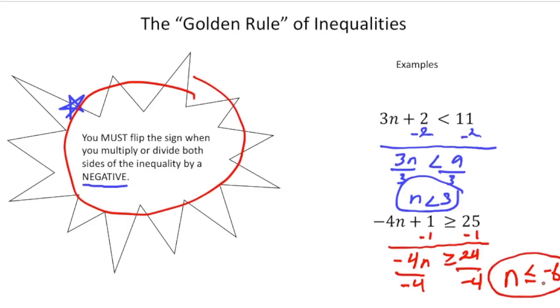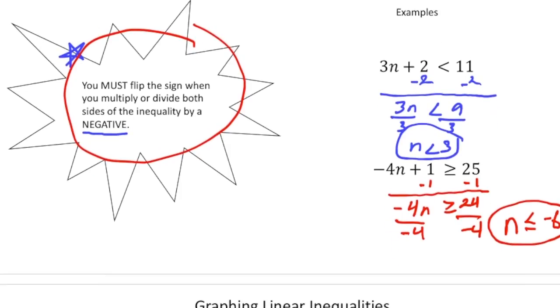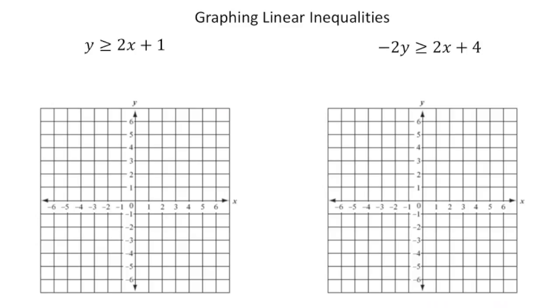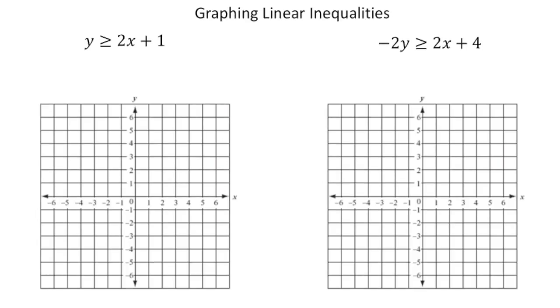All right. So those are the key things you need to remember about inequalities. So if you turn the page, let's now graph some linear inequalities. All right. Now the nice thing about these is you graph these just like you would a linear equation. All right. So this is written in slope-intercept form.